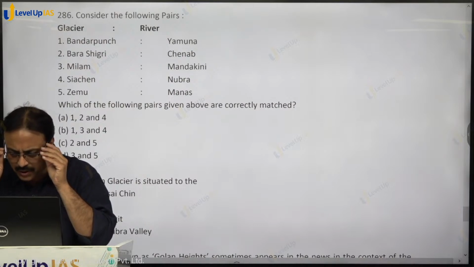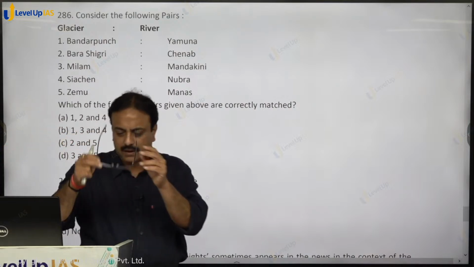Sri Sailam might be on the Krishna River, Gurpreet. I was talking about Omkareshwar, that is on Narmada.